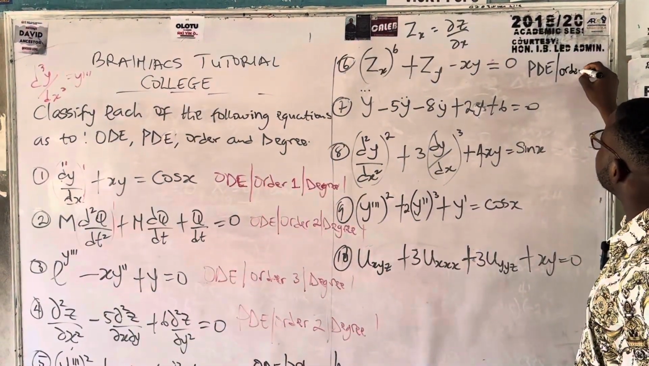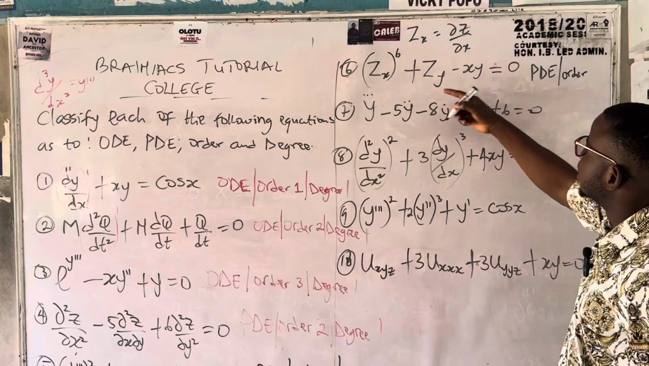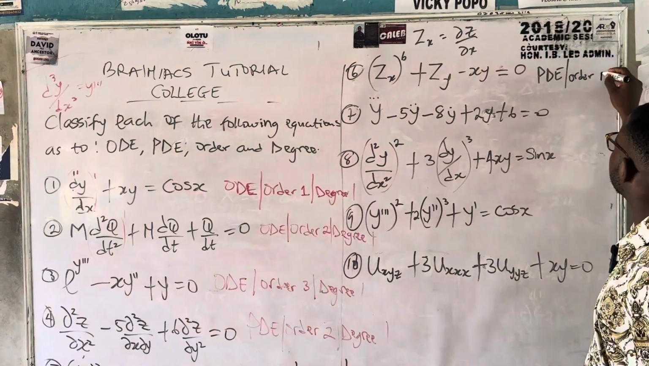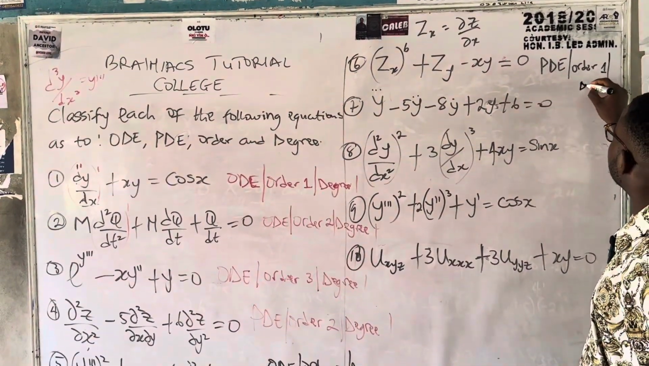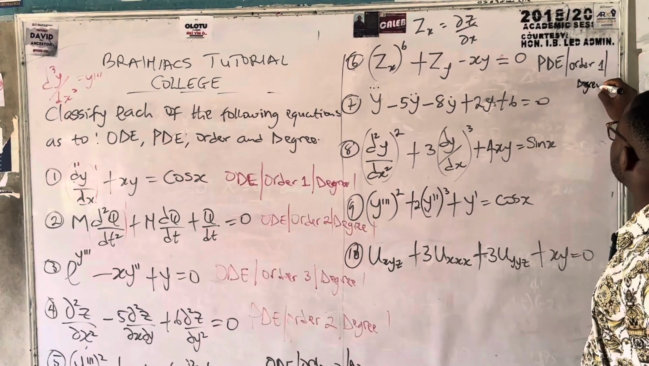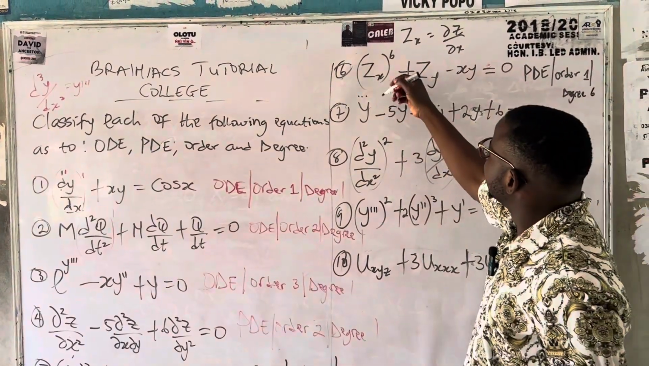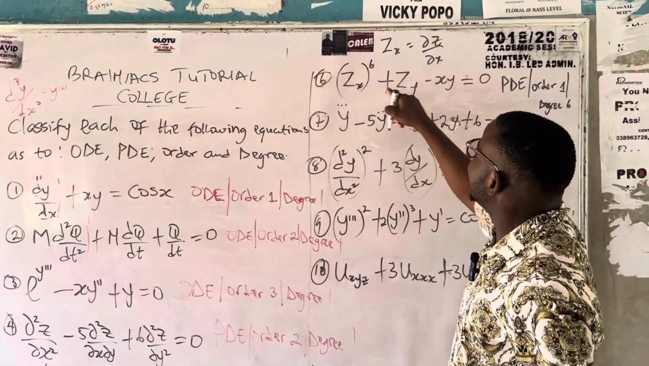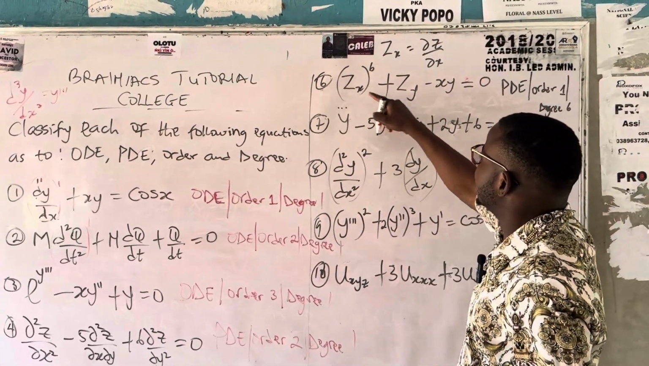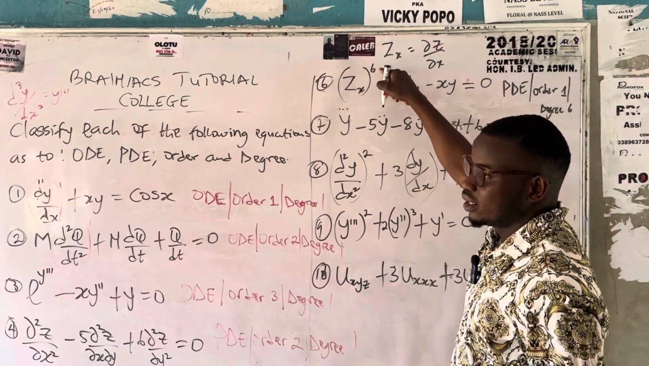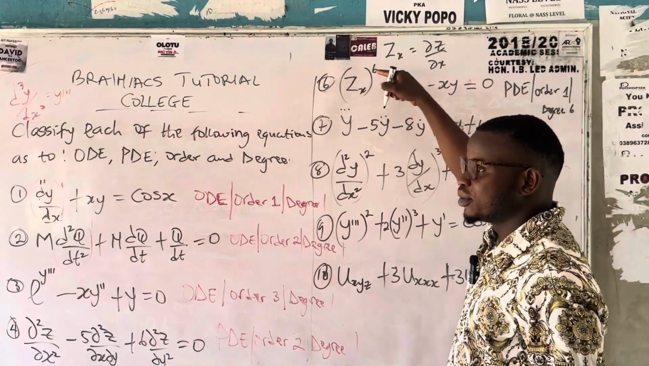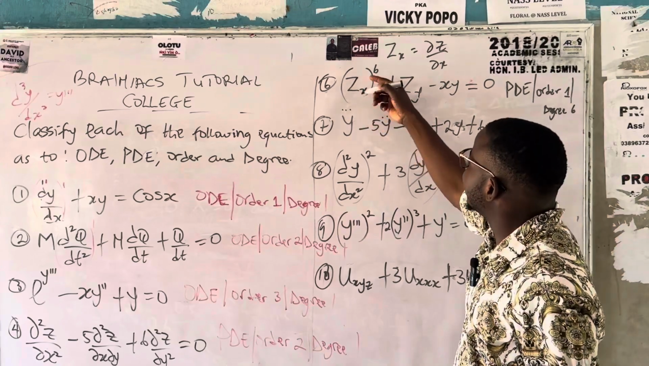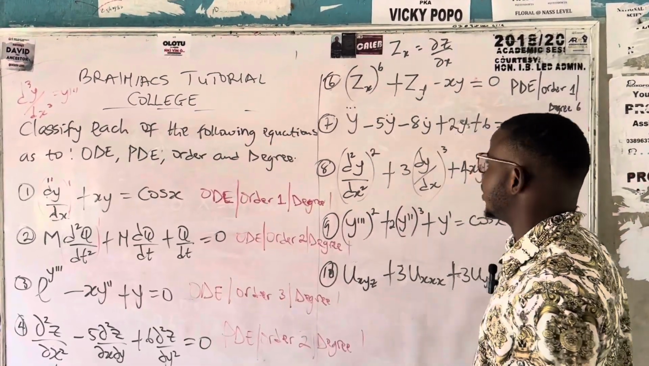Then the highest derivative that we have here is order 1. Then the degree, we have degree 6. And these are of the same order, the first order and this is the first order. So they have the same order. Then we pick the one that has the highest degree. So we pick the other here, order 1, degree 6.